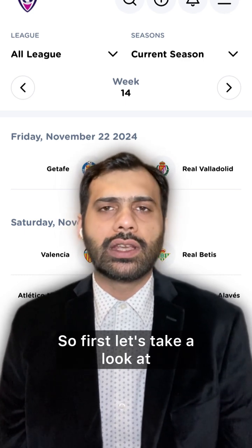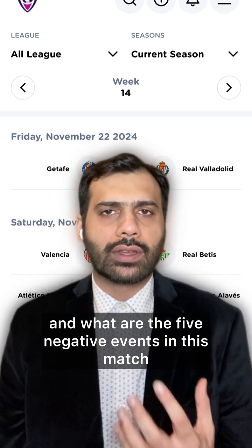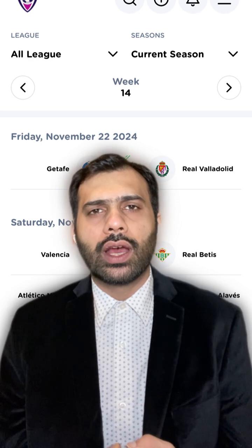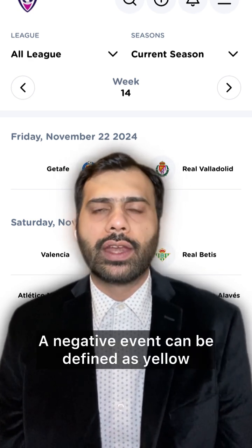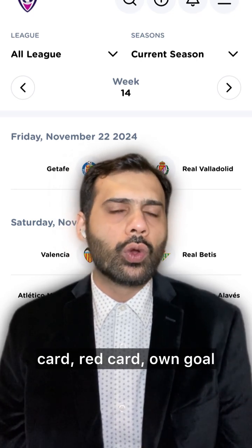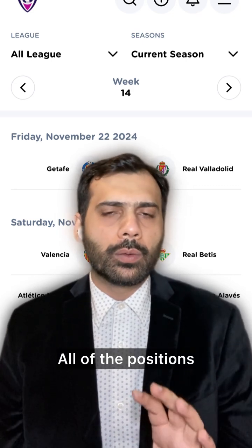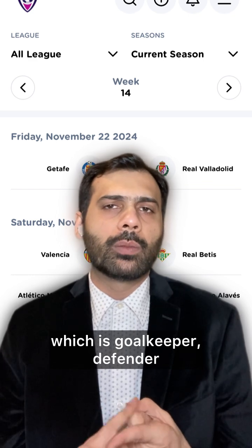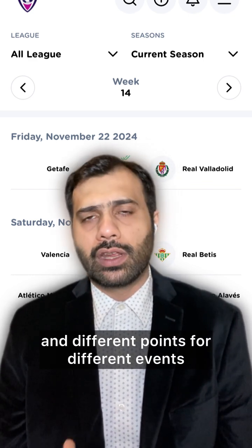So first, let's take a look at the 5 positive events and the 5 negative events in this match. A positive event can be defined as a goal, assist, clean sheet, penalty save, or goalkeeper shot stopped. A negative event can be defined as yellow card, red card, own goal, penalty miss, and start of the match bonus. There are 4 positions on Football Money, which are goalkeeper, defender, midfielder, and attacker. And they get different coins and different points for different events.